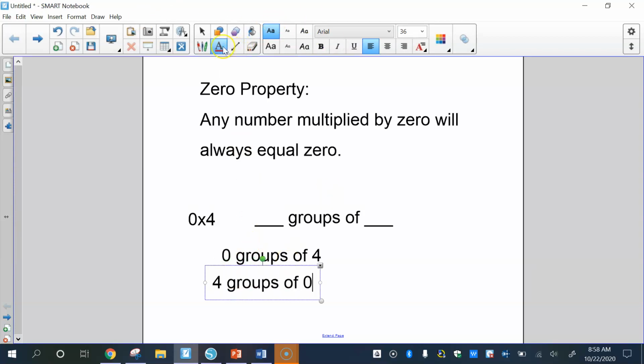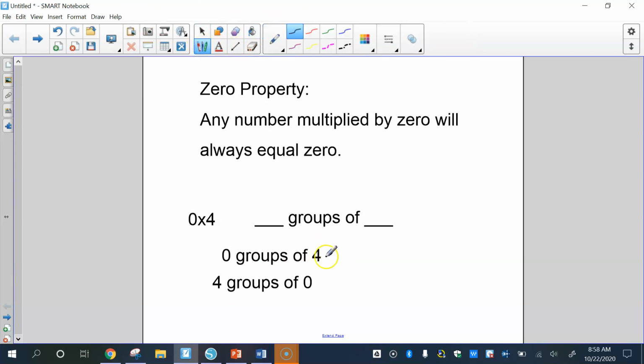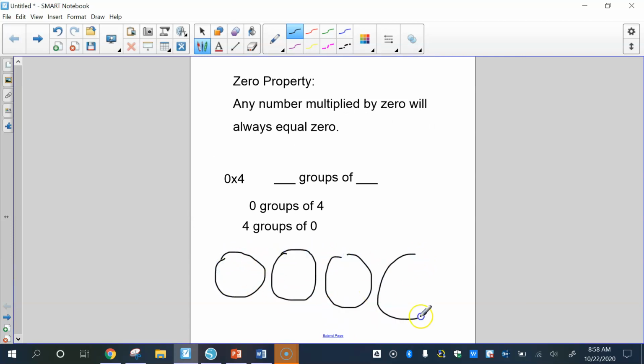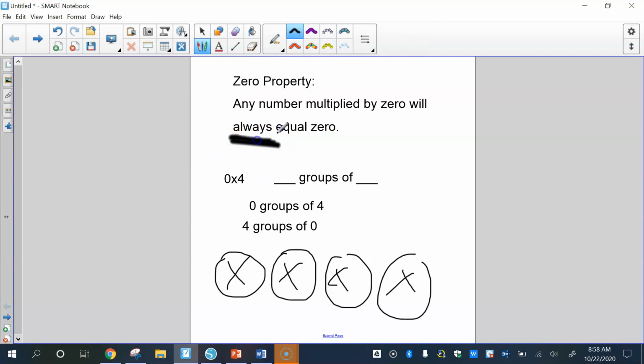Let's look. Remember, you're always trying to find the number that is inside that group. So it might be 1, 2, 3, 4. So how many in the groups are there in all? 0, because there's nothing in the groups. These have nothing in them. They're empty. So it will always equal 0. I cannot stress that enough. Always. Always. Always equals 0.